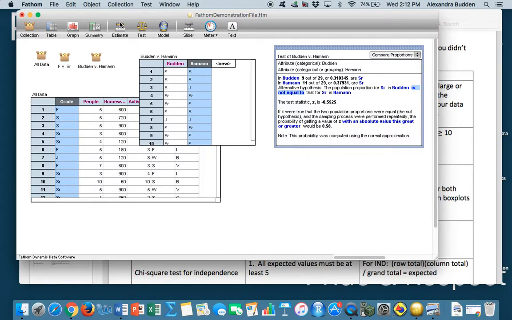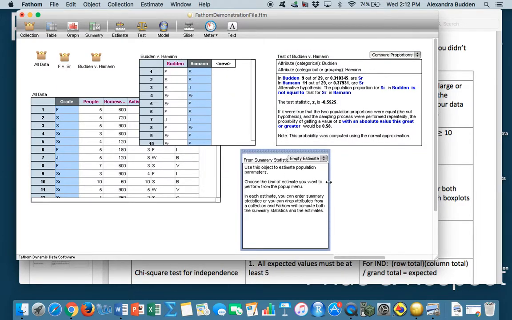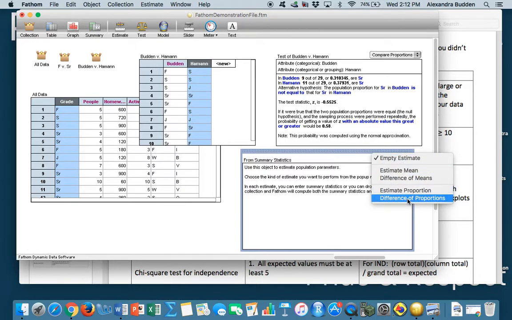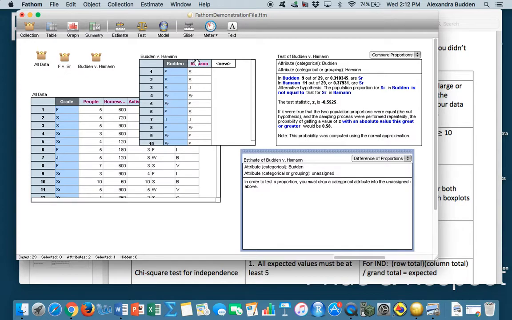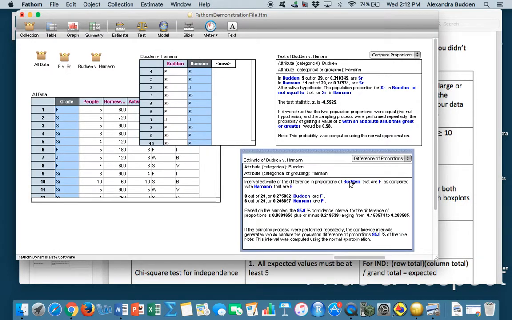Normally, a hypothesis test is followed up by a confidence interval, which is under estimate. You're going to change this to difference of proportions. Again, you're going to have to change the same statistics. So we're looking at Budden versus Hammond. We are looking at seniors. Normally, a 95% confidence interval is carried out. I would suggest you leave that at 95%, unless your mentor tells you to change it.